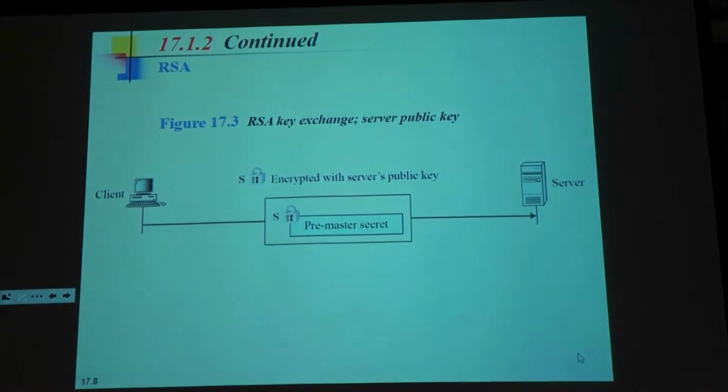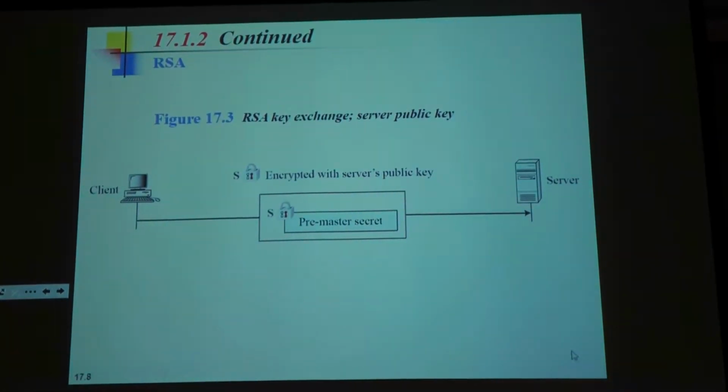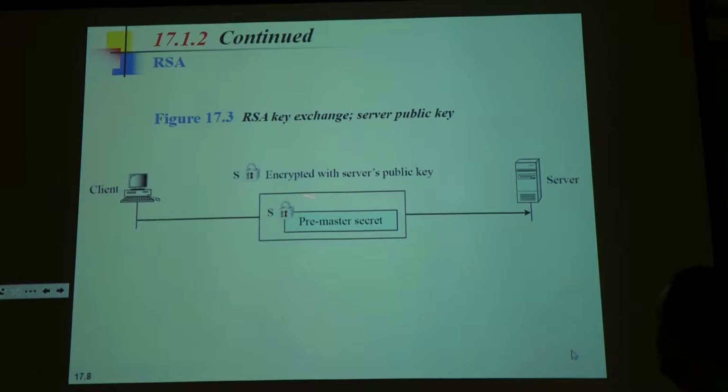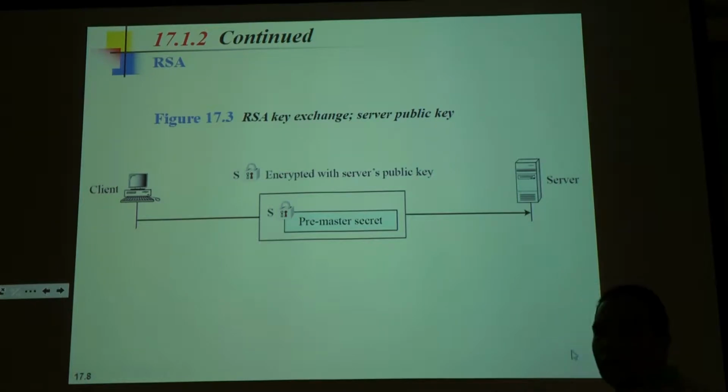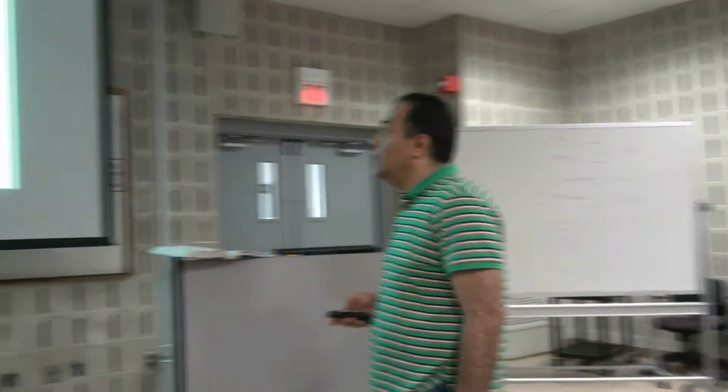RSA key exchange. You know, RSA usually has a public and private key, right? So this is the client and this is the server. This is the pre-master secret key that both need to share. So what you do, you encrypt it with the server's public key. When it goes to the server, it can read it with its private key. Right? Very simple. We have learned all of that before, how to use public and private keys easily.